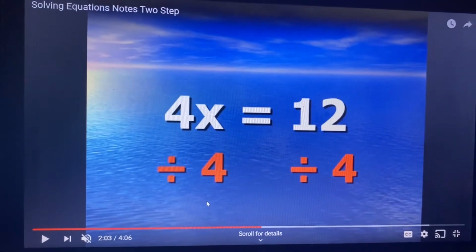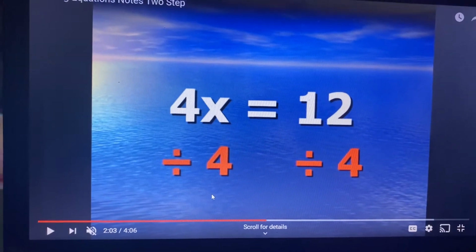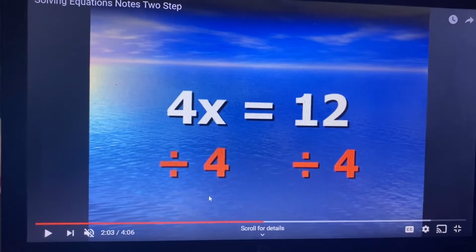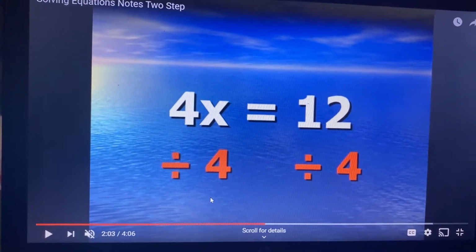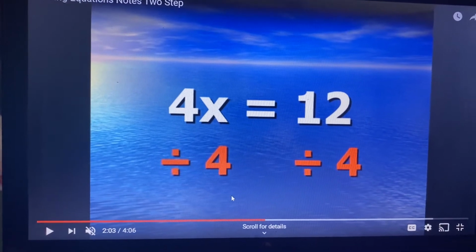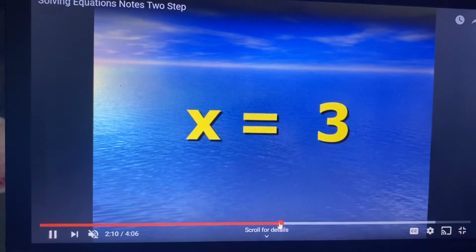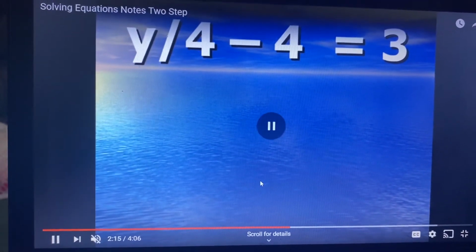As you can see, we are dividing by 4 on both sides of the equation. 4 divided by 4 will give us 1x, or you can just write x. And then 12 divided by 4 equals 3. So x equals 3. Let's do one more.